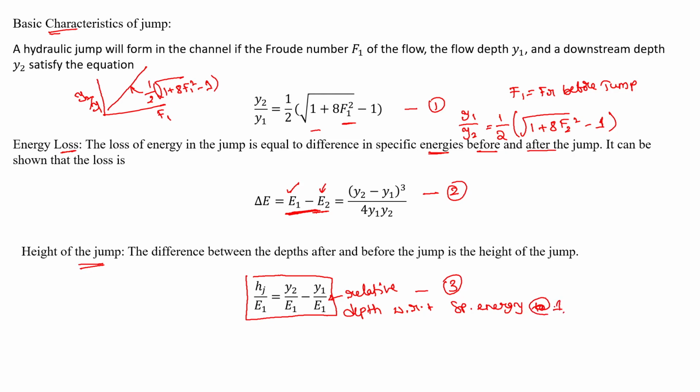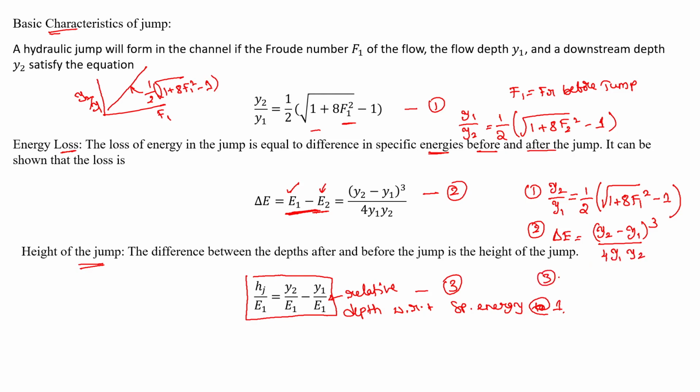Specific energy 2. These are the three equations to be remembered. What is the first equation? The relation between the depths: y2 divided by y1 equals 1 by 2 times the square root of (1 plus 8 F1 square) minus 1. This is the first equation to remember. The second equation, delta E equals (y2 minus y1) whole cube divided by 4 y1 y2.